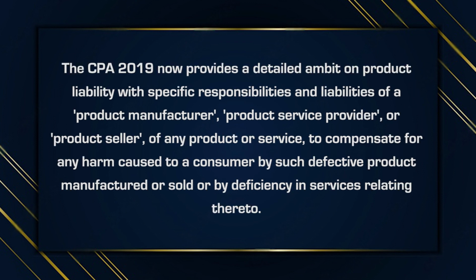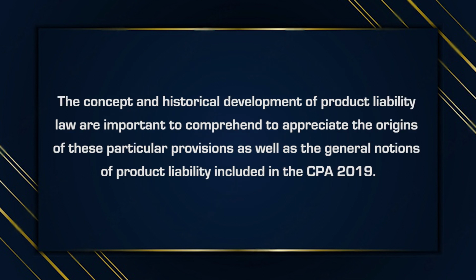The CPA 2019 now provides a detailed ambit on product liability with specific responsibilities and liabilities of a product manufacturer, product service provider, or product seller of any product or service to compensate for any harm caused to a consumer by such defective product, manufactured or sold, or by deficiency in service relating thereto. The concept and historical development of product liability law are important to comprehend to appreciate the origins of these particular provisions as well as the general notions of product liability included in the CPA 2019.